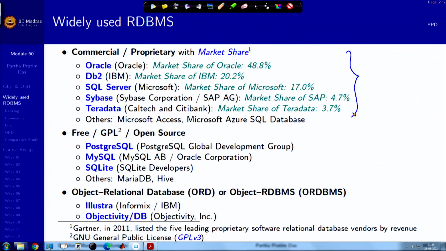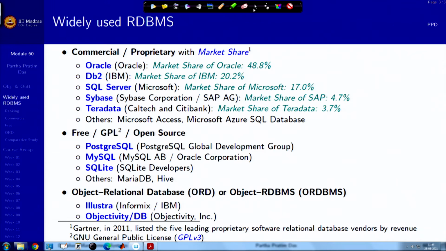In terms of the free space, PostgreSQL, MySQL and SQLite are the 3 major dominating relational databases, and there are others like MariaDB and Hive. Hive is primarily used for data warehousing, and there are some which are called object relational databases, which are relational databases having certain object linking properties, like Illustra and Objective DB. These of course get merged into the NoSQL databases very soon.